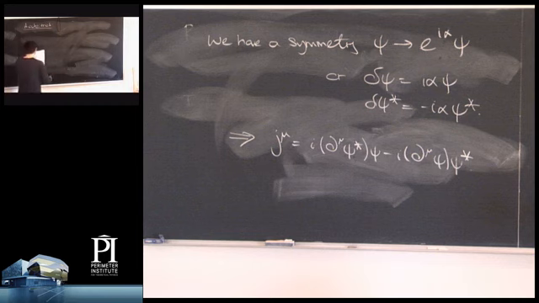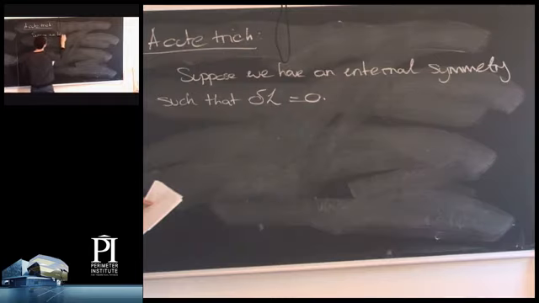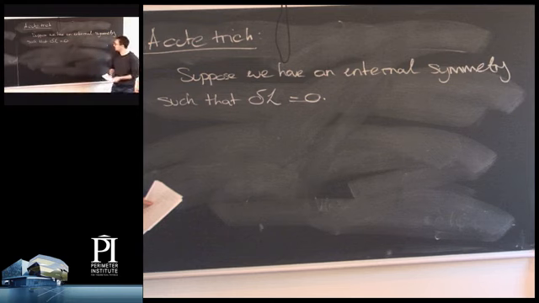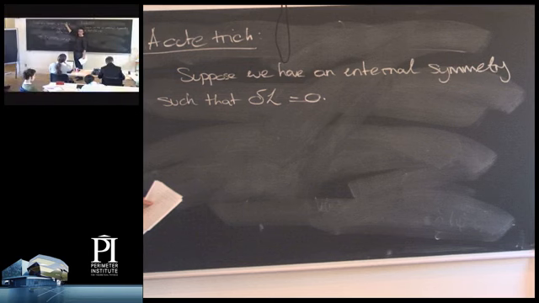So a cute trick. Suppose we have an internal symmetry such that delta L is equal to 0. And there's going to be some parameter, or maybe a bunch of parameters, alpha, which are the constants which tell us how much we're implementing this symmetry. Just like here, they tell us how much we're rotating the phase of psi.